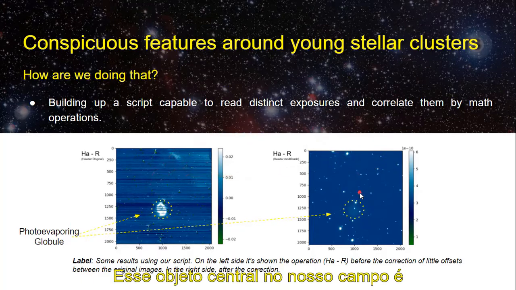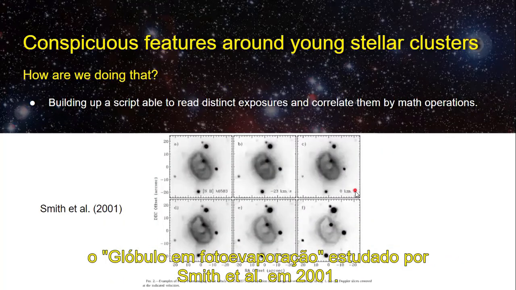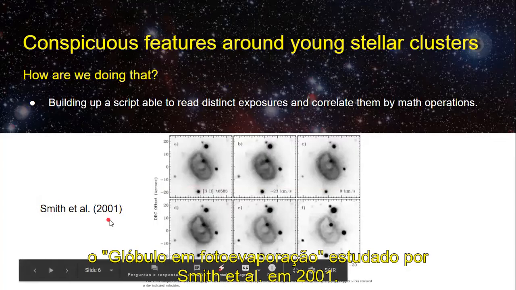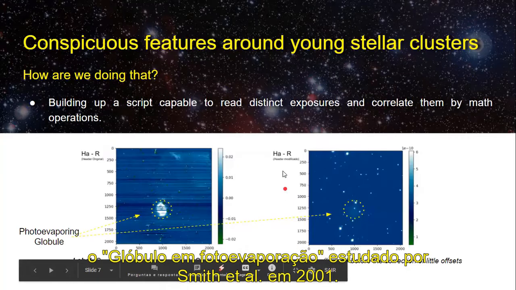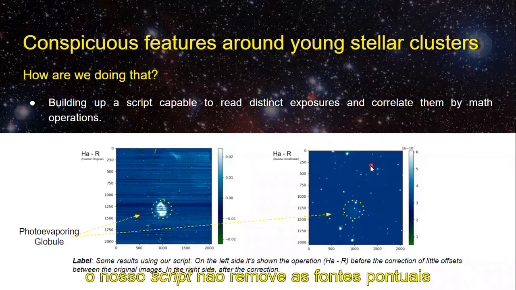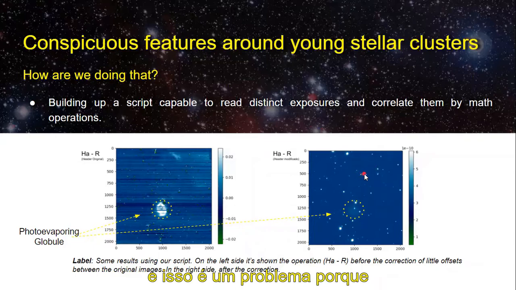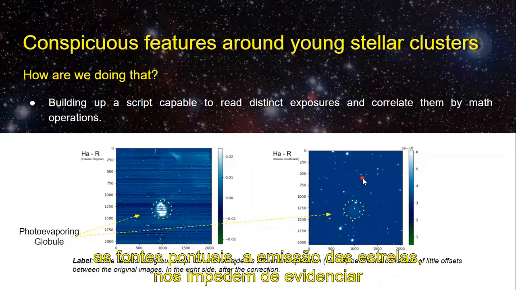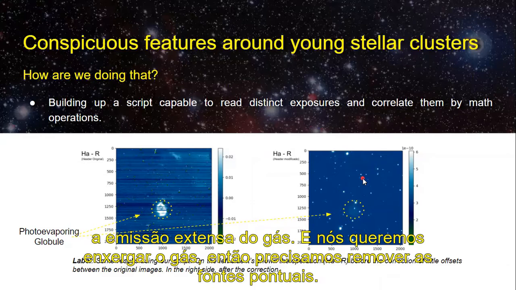This central object in our field is the photoevaporating globule studied by Smith and collaborators in 2001. And as you can see here, our script does not remove the punctual sources, and it's a problem. The stars' emissions hinder showing the extended gas emission, and we want to see the gas, so we need to remove the punctual sources.